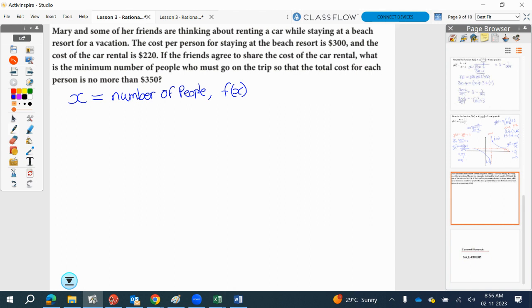The way that this question is worded, we don't want the total cost. The total cost will give us a polynomial function. We want the cost that one person will pay. The cost for one person. It says here the total cost for each person. So cost for each person, not total cost.